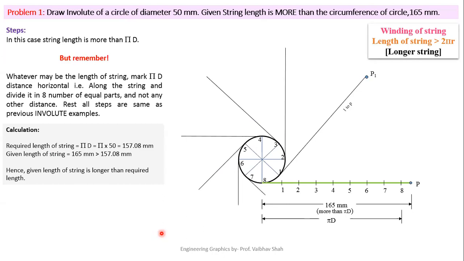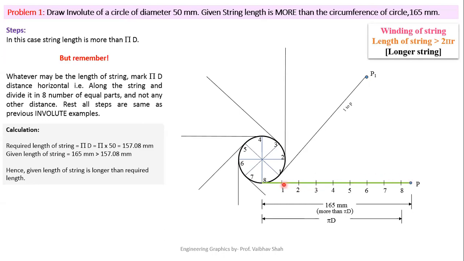Right? Now, next step. First, we'll try to wind this string around this circle. The first portion of string to come in contact will be 0 to 1. This 0 to 1 portion would overlap this circle. So now our remaining string would be 1 till point P.